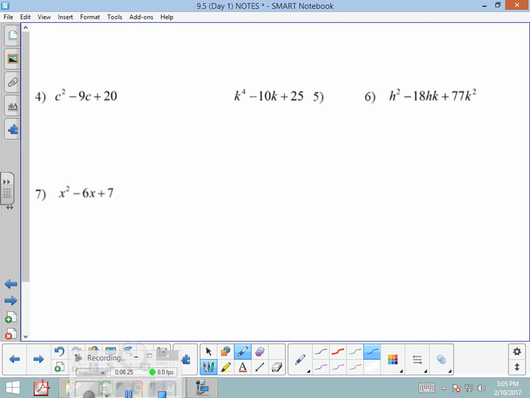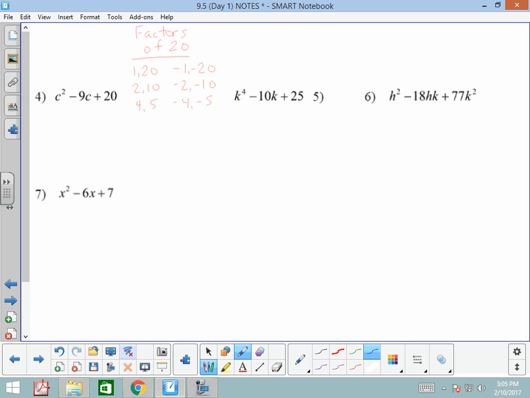Okay, let's look at a few more examples. Here we have c squared minus 9c plus 20. So we're looking at the factors of the last term, which is 20. Again, pause the video if you need to write those down. And we're looking for which factors add up to be negative 9. That will be negative 4 and negative 5. So we have c in the first place of each parentheses, minus 4 and minus 5.